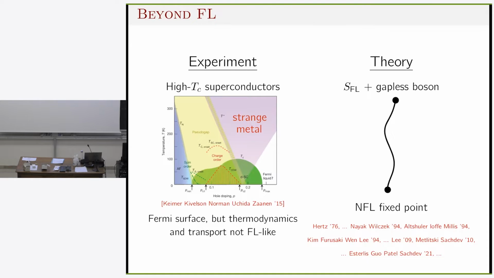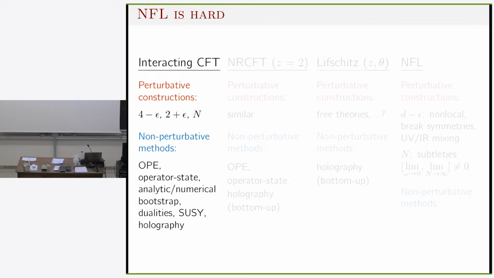So just to stress how hard a problem this is, I've illustrated here critical systems with lower and lower amounts of symmetries. First we have, of course, interacting CFTs. In this case, we've had for a long time perturbative constructions since Wilson-Fisher, but we also have many non-perturbative methods, which all of you are experts in, like analytic and numerical bootstrap, which have allowed us to do incredible things like classify the space of theories and so on.